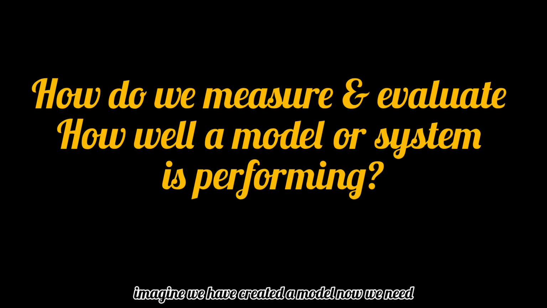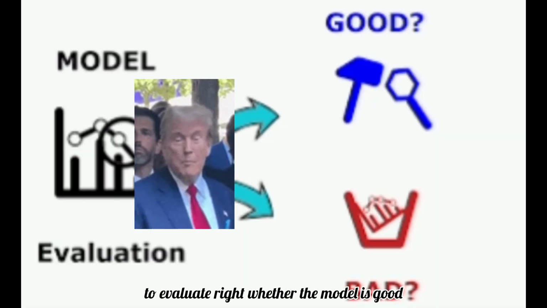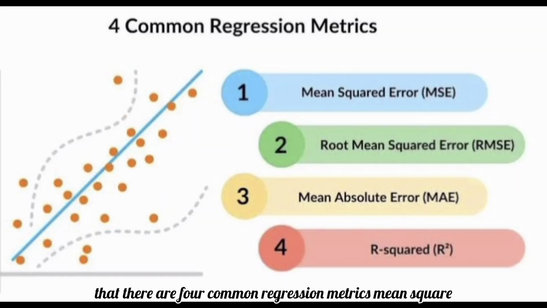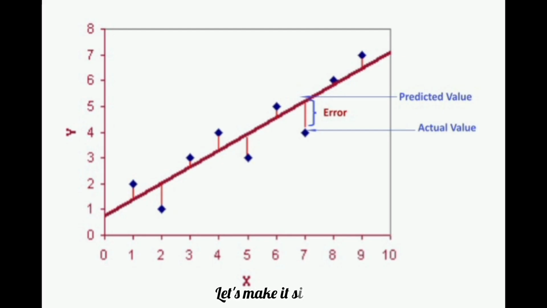Imagine we have created a model. Now we need to evaluate, right, whether the model is good or bad. To do that, there are four common regression metrics: mean square error, root mean square error, mean absolute error, and R square. Let's make it simple. Metrics find out the error or the difference.